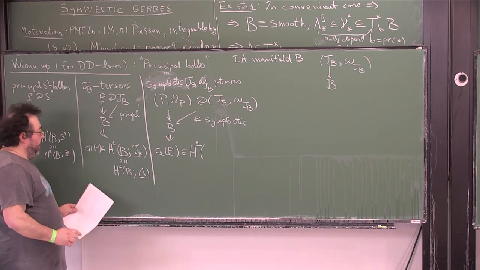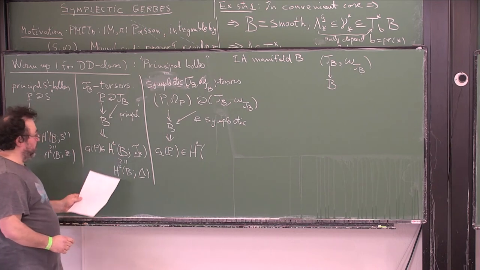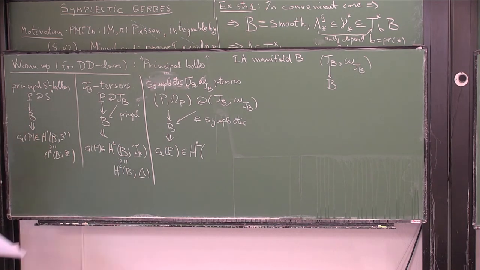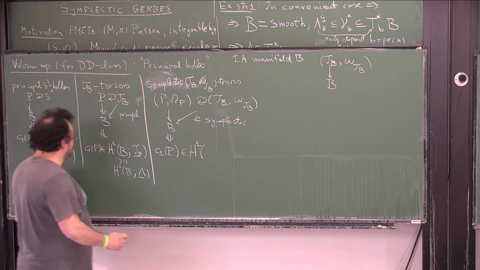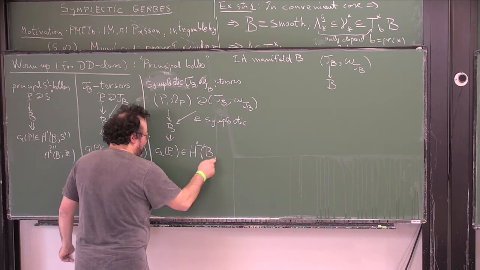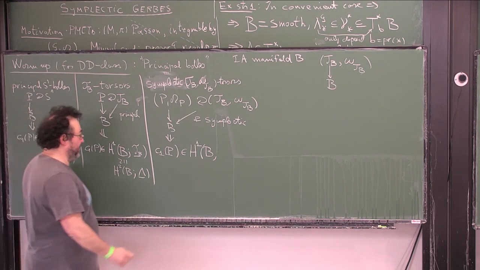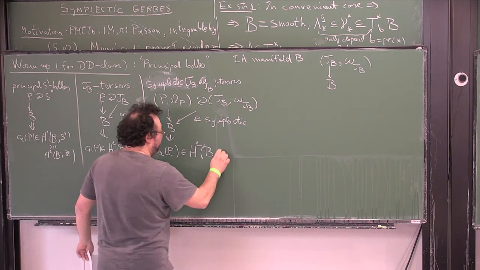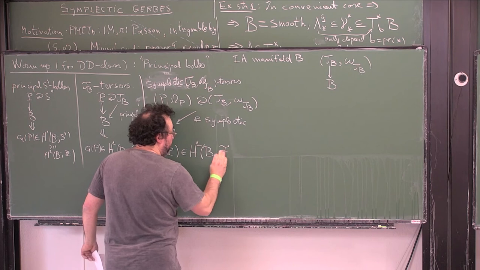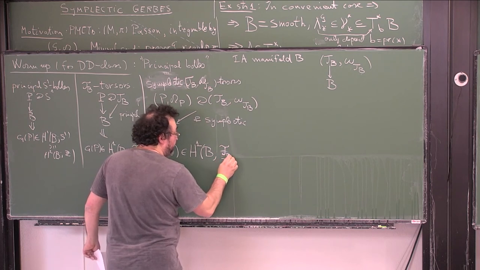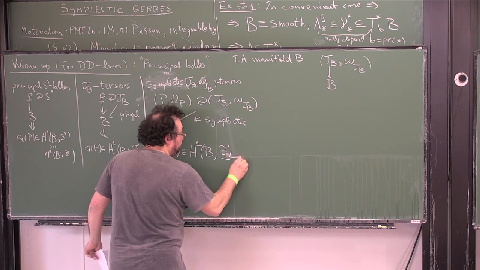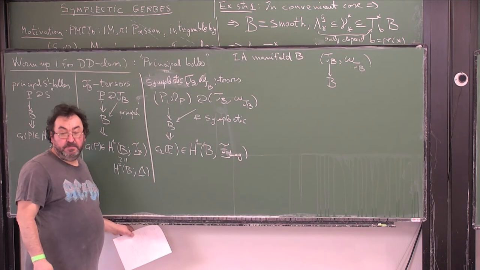So here what you'll have is, okay, now it gets interesting. Look, what are these classified by? Chern classes of B with coefficients in, now that's a symplectic vector bundle. So you can talk about Lagrangian sections. So it's the sheaf of Lagrangian sections.